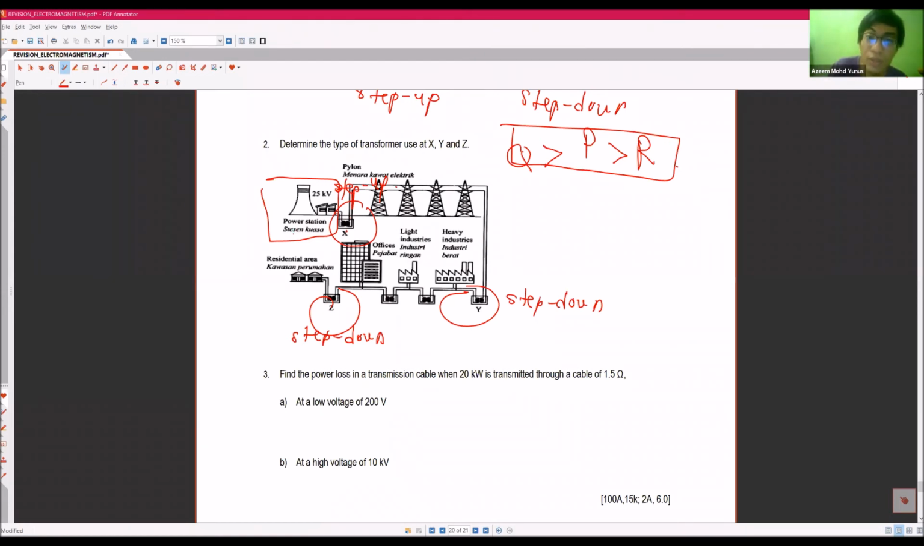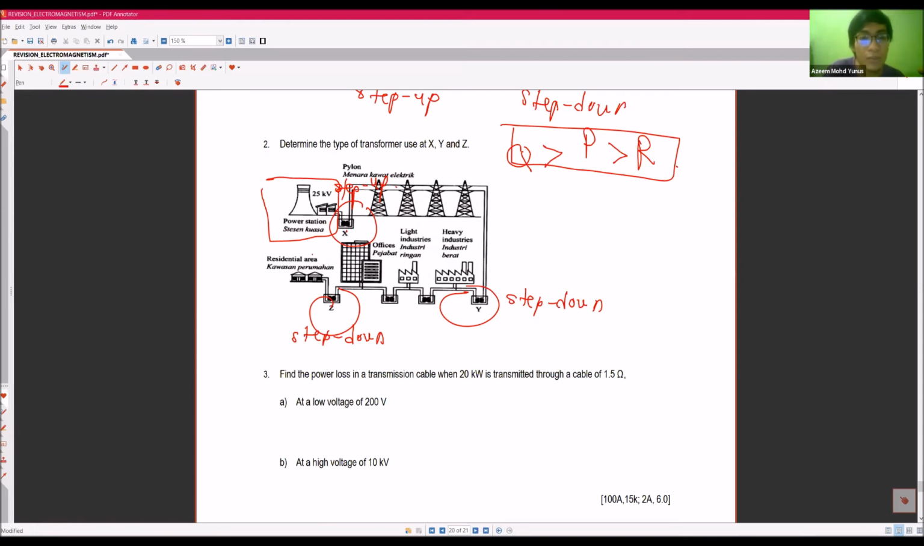Thus we usually use AC current. Why? Alternating current, because we want to step up. Alternating current can be stepped up and stepped down using a transformer. If we generate using direct current, then we cannot step up or step down.